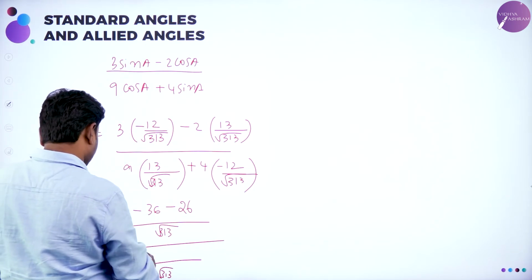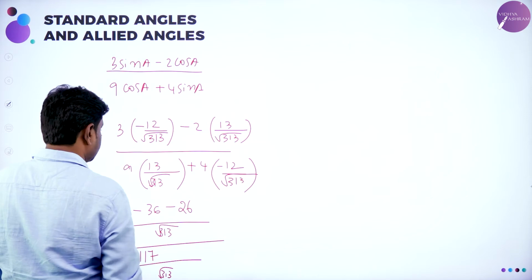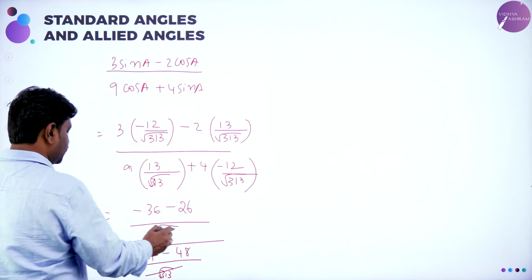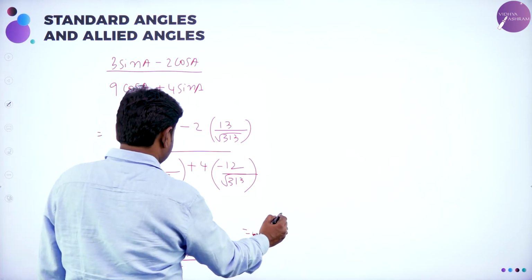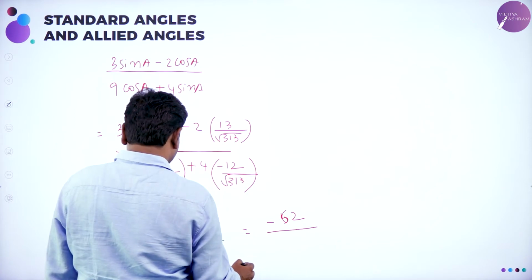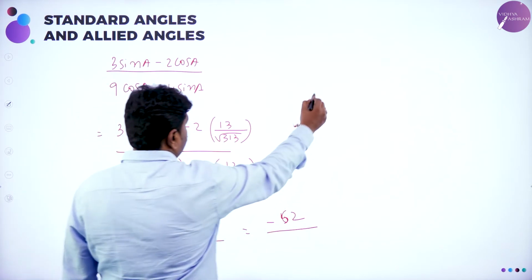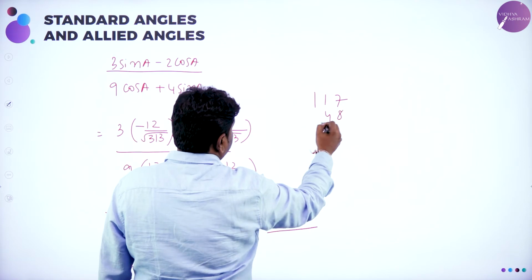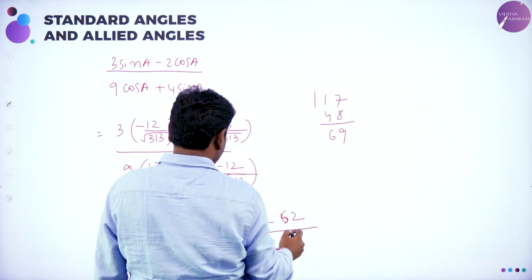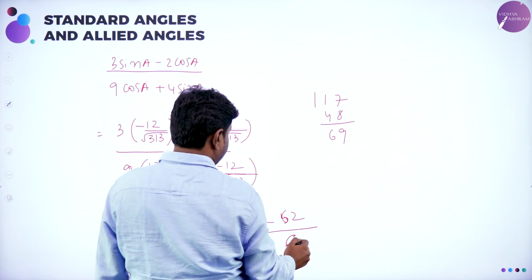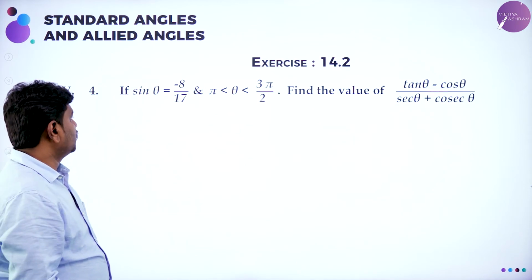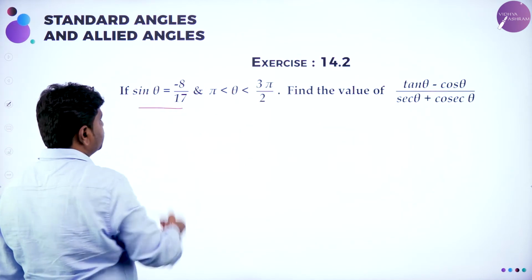13 into 9, 117, minus 12 times 4 is 48. Root 313 cancels. It will be minus 62 divided by 117 minus 48. So this will give you 117 minus 48 is 69. So it will be minus 62 by 69.